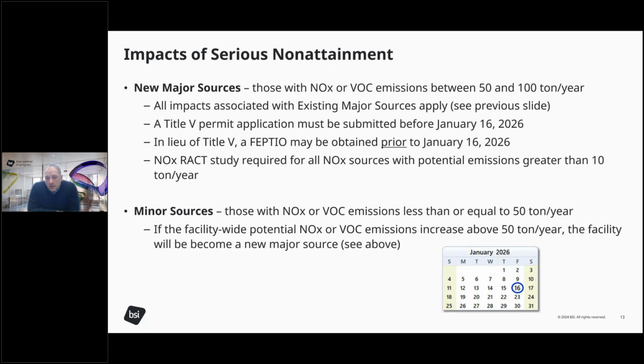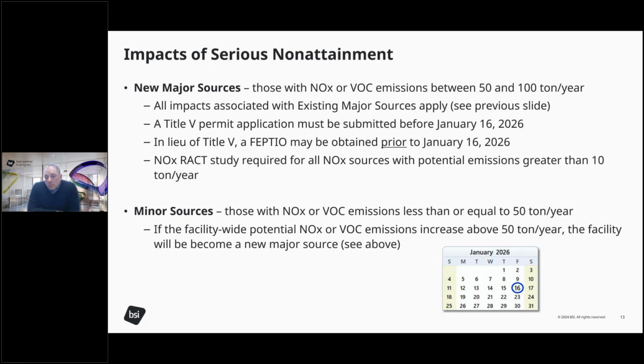In lieu of applying for a Title V permit, a federally enforceable permit to install and operate, or FEPTIO, may be obtained prior to January 16th, 2026. That includes the federally enforceable requirements to reduce the facility-wide emissions to below 50 tons per year. So again, that permit needs to be issued before January 16th of 2026, or you would be out of compliance for the Title V requirement to submit a Title V application within 1 year of becoming subject to the rule.